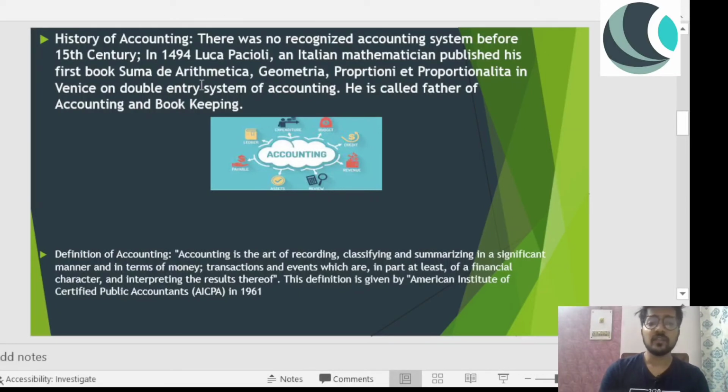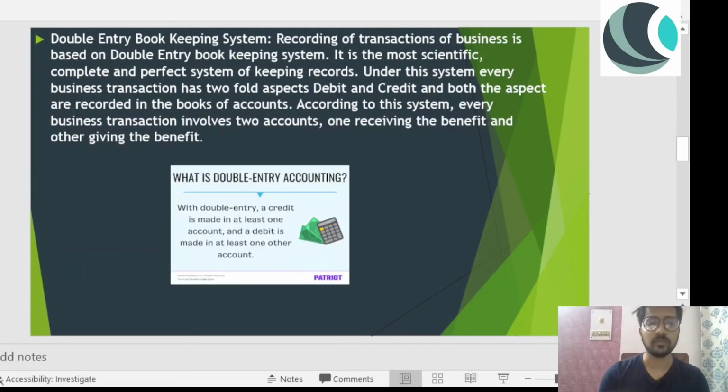And the history, as I said, is the most important part on this slide. You have to remember that in 1494, Luca Pacioli gave the definition, or he recognized an accounting system. He talked about this, and he is called the father of accounting and bookkeeping. Now, another very famous term in accounting is the double entry bookkeeping system. So what is it, and why should we know about it?